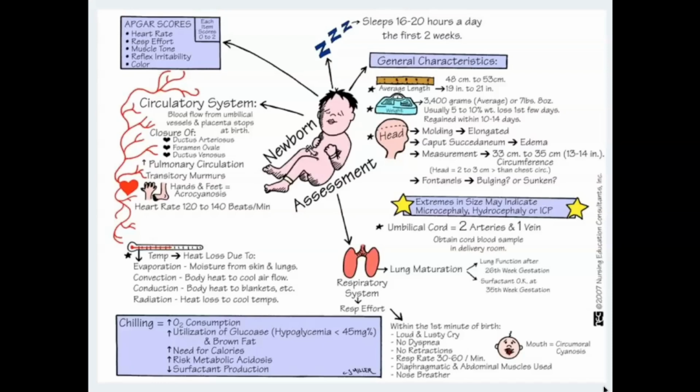When babies get cold, it can cause a lot of issues. They're using up more oxygen. They're using up their glucose stores and brown fat. So a lot of times when newborns get cold, they become hypoglycemic.